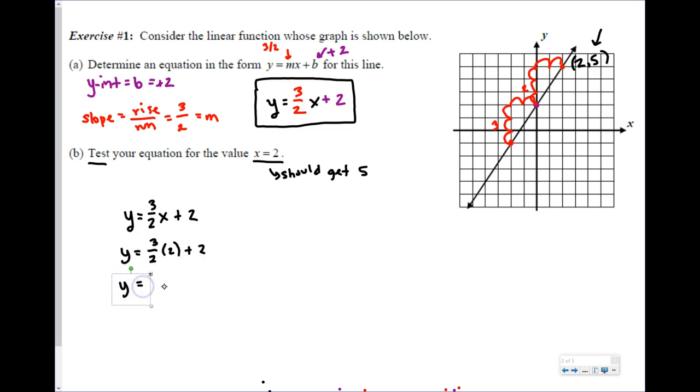When I use my calculator, I get that 3 over 2 times 2 is 3, and 3 plus 2 is 5, so my equation is correct. Okay, it's a good way to test to see if the equation you wrote is correct. Okay?